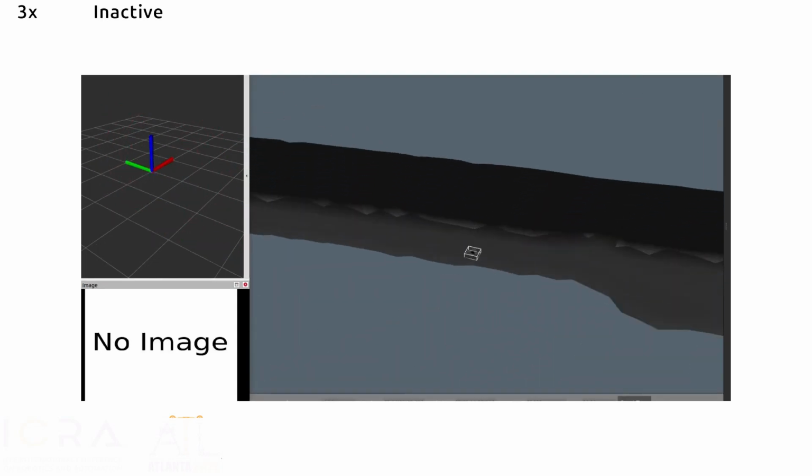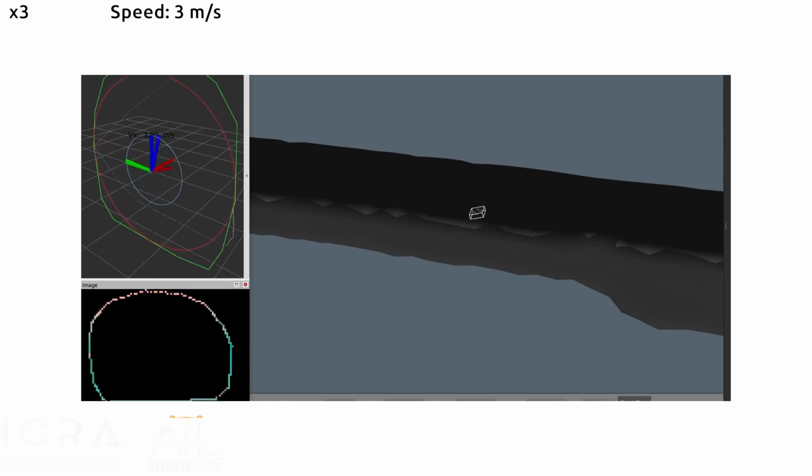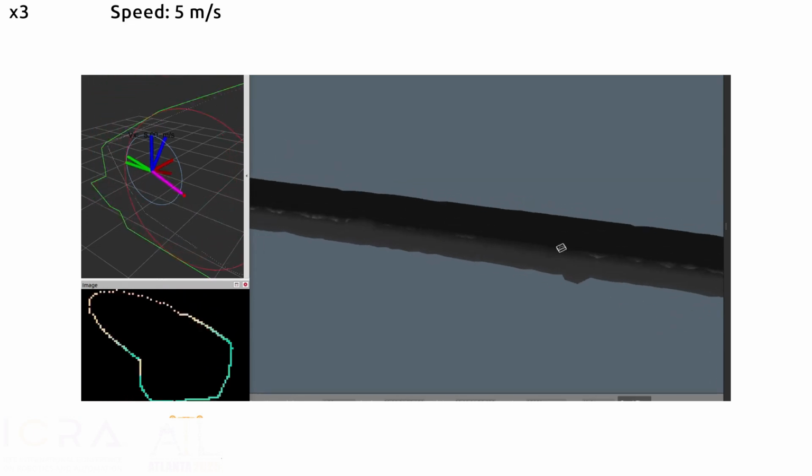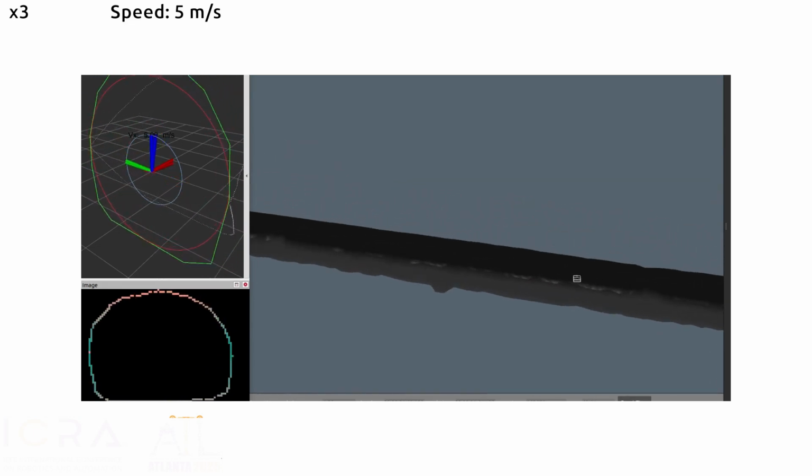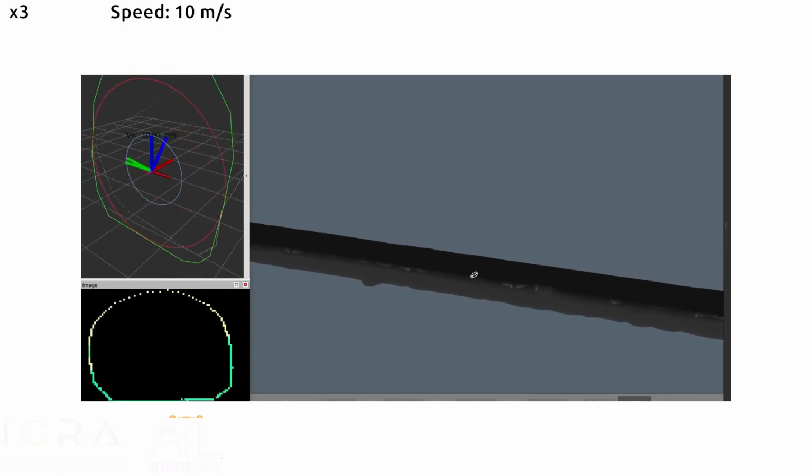In this other experiment, the UAV is flying at speeds of 3, 5 and 10 meters per second, but in a 3D recreation of the real tunnel where future deployment of this system is intended.